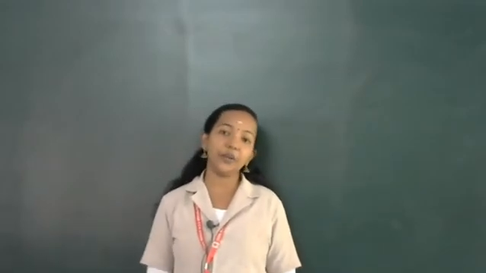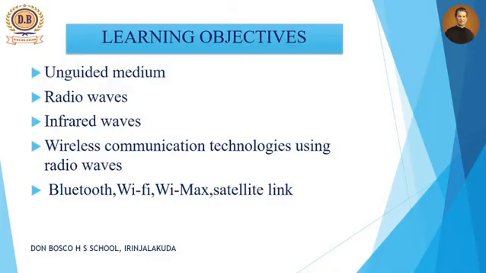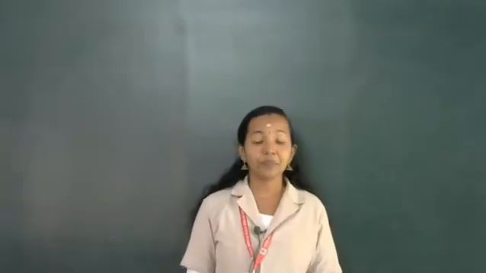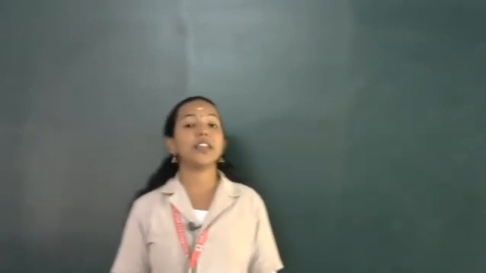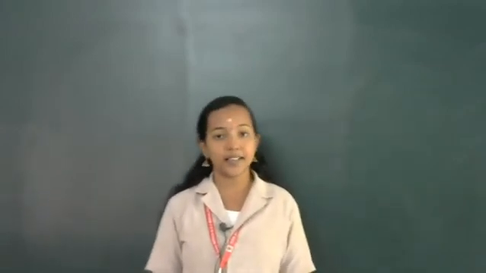Then in this video we are going to discuss the other type of communication medium, that is unguided medium, also known as wireless transmission medium. First we will discuss radio waves, how we use radio waves for transferring data. Then we will discuss infrared waves. Then wireless communication devices that use radio waves like Bluetooth, Wi-Fi, WiMAX, and one more, called satellite link. All the wireless data communication devices we are going to discuss in this section.